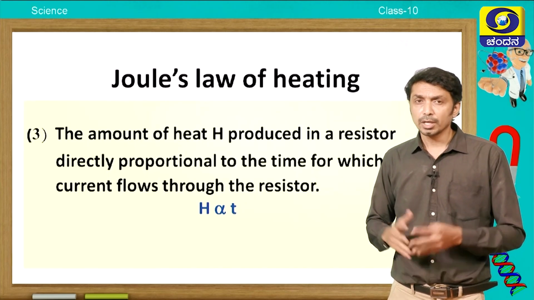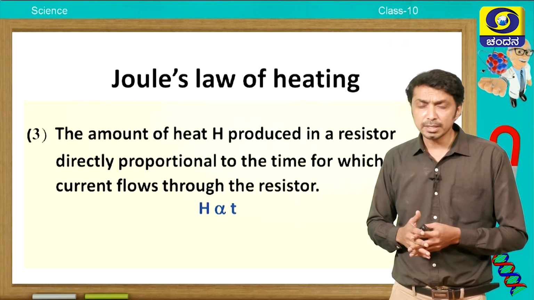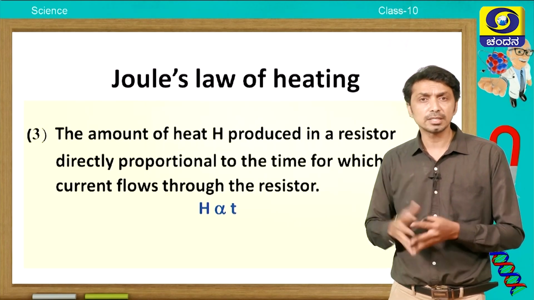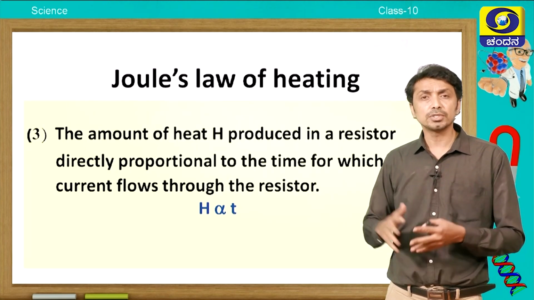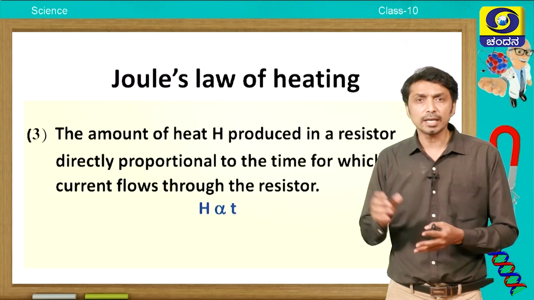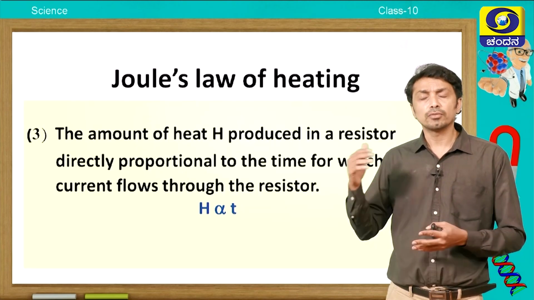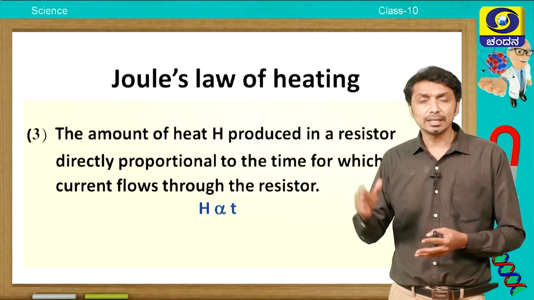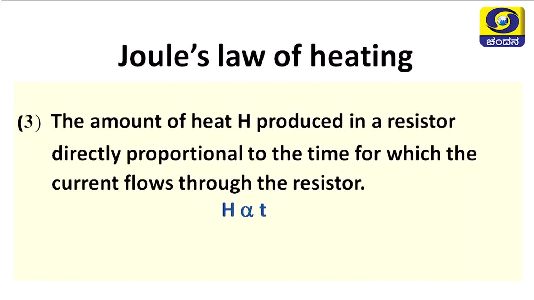That means, if you are using a television for 10 minutes, then the amount of heat energy produced will be lesser than if you use the same television for 1 hour. Or if you switch on the iron box for 1 minute and allow it for another 5 minutes, then you will observe that the heat energy is more, because the time for which the electrical current flows through it is more.